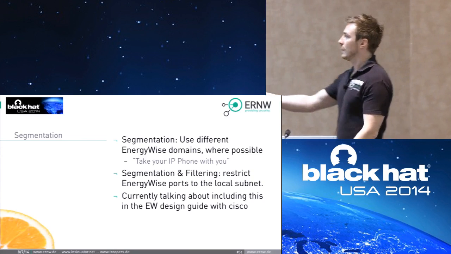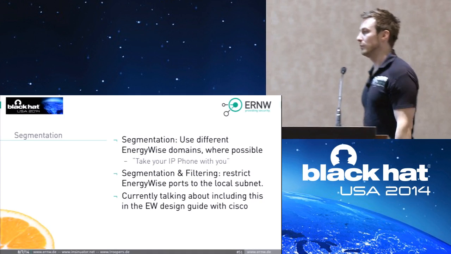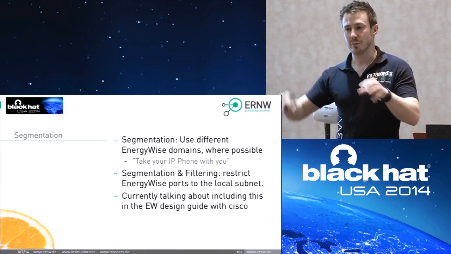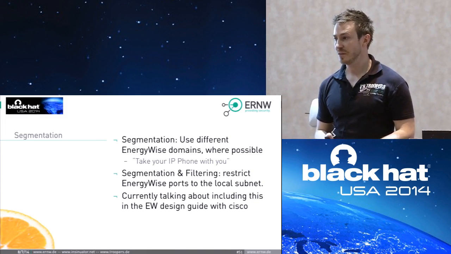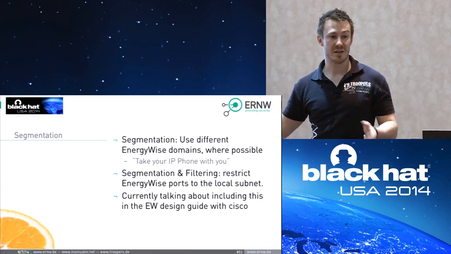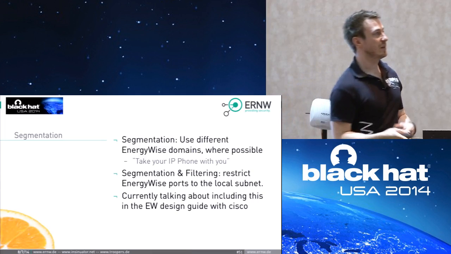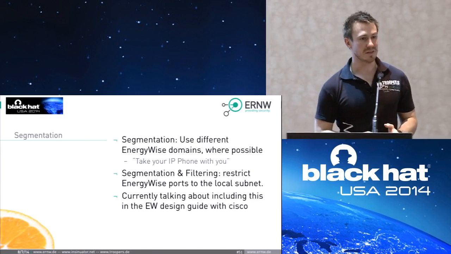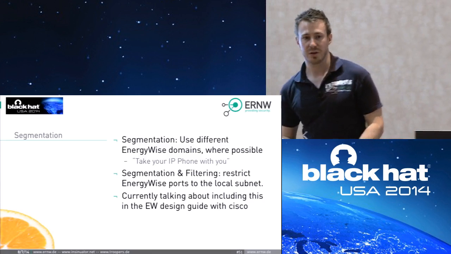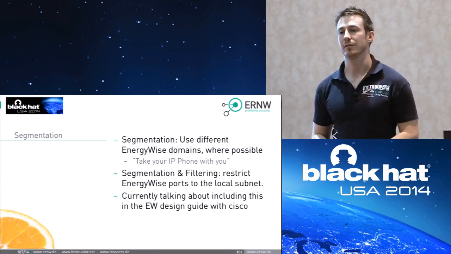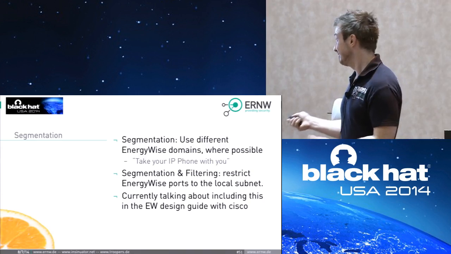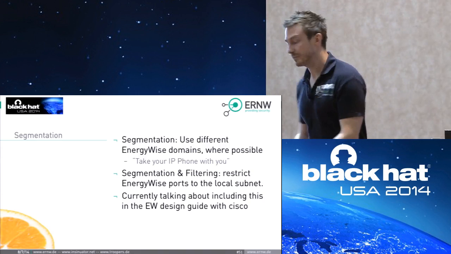And this is a problem when you're taking your IP phone with you from your old desk to a new desk, which is in a different building. So let's say the different buildings have different EnergyWise domains. So you can't use your IP phone in the different building because it doesn't have the correct secret with it. So segmentation on an EnergyWise domain level is difficult. If you can do it, you should do it in any case, because that keeps the impact of a leaked secret lower and restricted to a certain EnergyWise domain. However, there are certain operational problems with that.